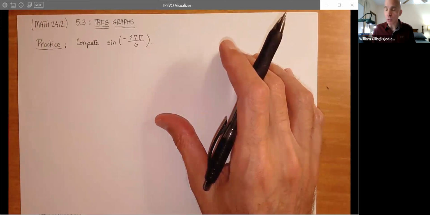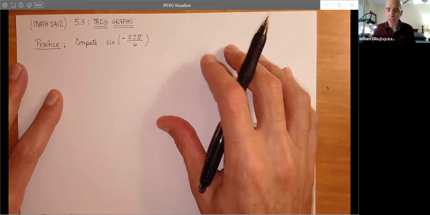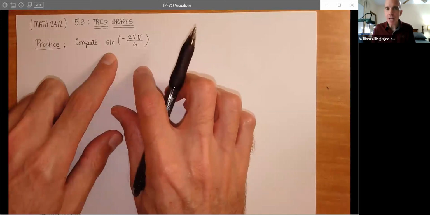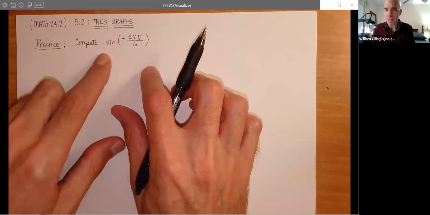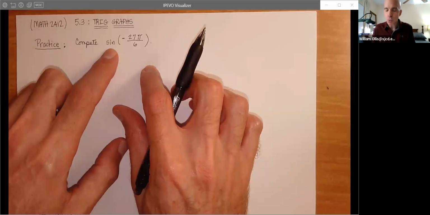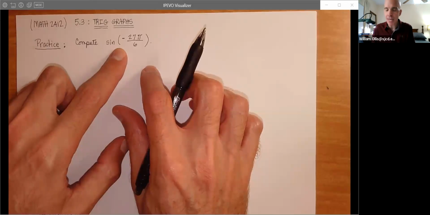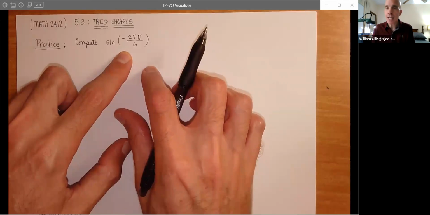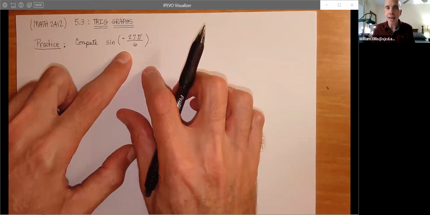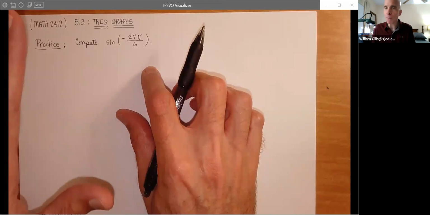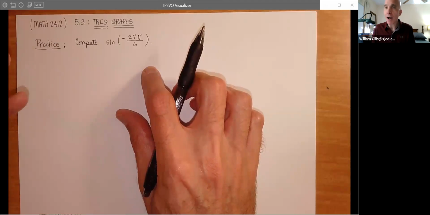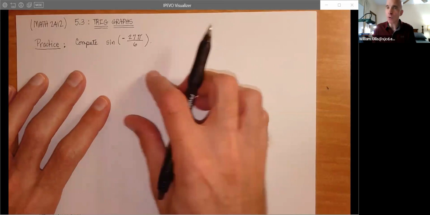So what I want to do here, as a review or practice, is compute the sine of negative 27 pi over 6. Now remember, when there's not a pi in it, I gave you some of the decimal approximations with pi that will outline the unit circle to give you a way to figure out where the t lies. That's a very useful approximation, so don't forget that.